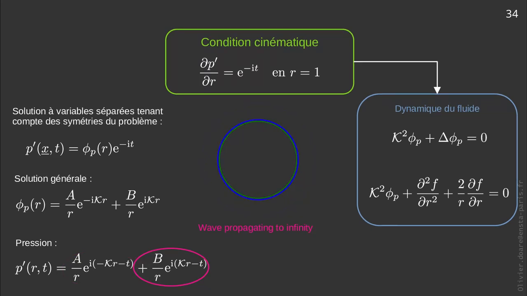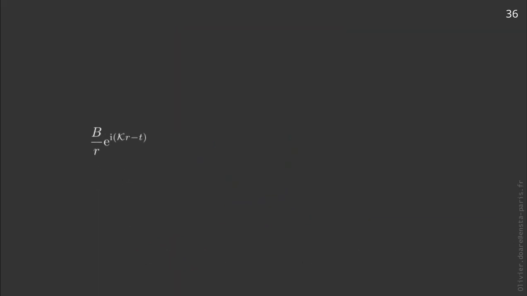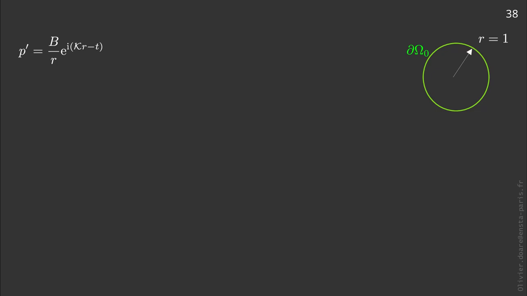The second wave propagates from the origin to infinity. It is the wave that is actually generated by the pulsating sphere. We therefore retain only this solution for the rest of our analysis. It remains for us to evaluate the constant B. For this, we use the condition at the interface, where dp prime over dr equals 1. Once this work is done, we finally obtain this expression for the pressure fluctuation.